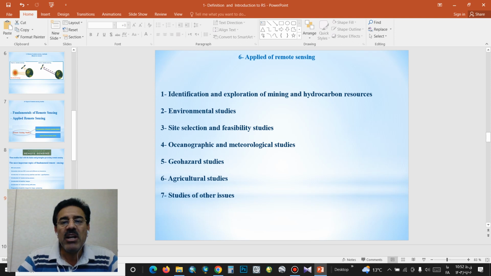Number 6, applied remote sensing. 1, identification and exploration of mining and hydrocarbon resources. Number 2, environmental studies. Number 3, site selection and feasibility studies. Number 4, oceanography and meteorological studies. Number 5, geohazard studies. Number 6, agricultural studies. And number 7, studies of other issues, for example, urban studies.